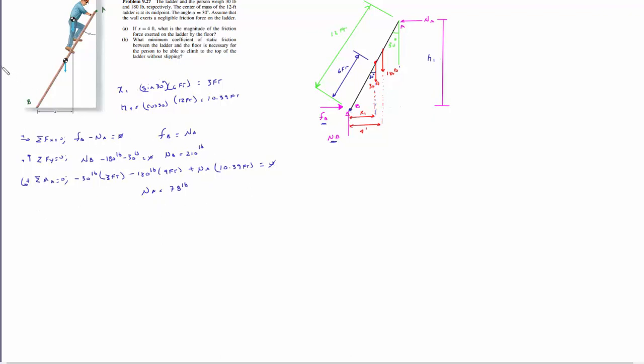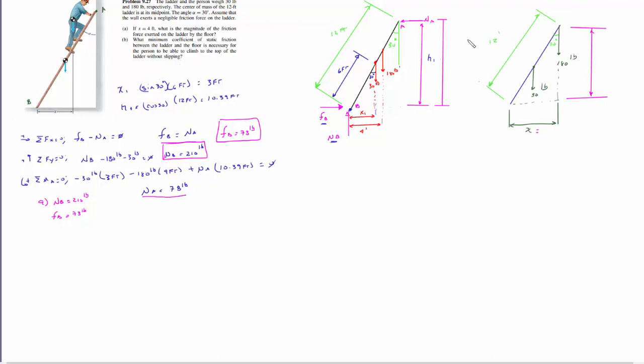So once I have this, I can look at this and say, well, FB is also 78 pounds. So now I have FB. I also need to calculate NB, which I've already done here. So I have that the solution for A is NB is 210 pounds, and the friction at B is 78 pounds. Now we've got to find the maximum coefficient of static friction between the ladder and the floor that is necessary for the person to be able to climb up top without it slipping.